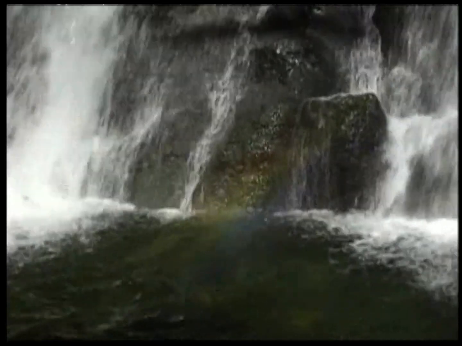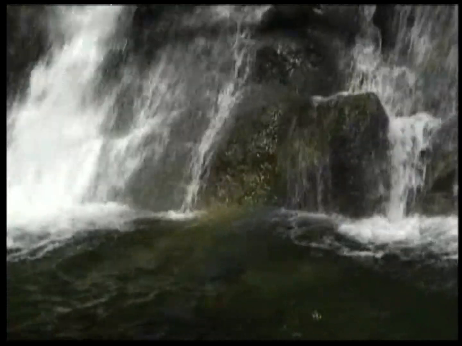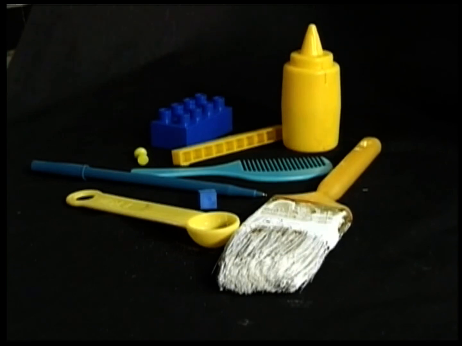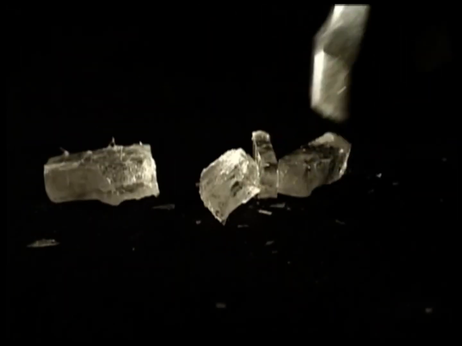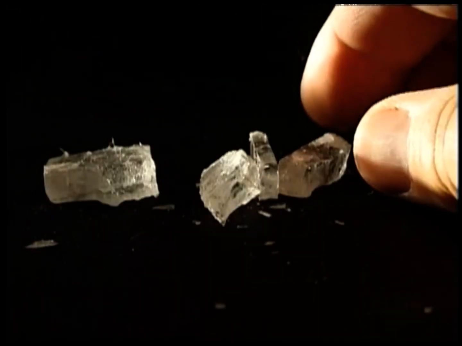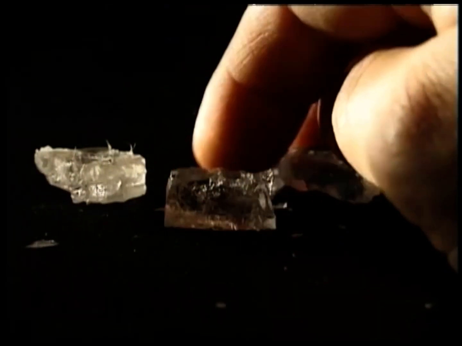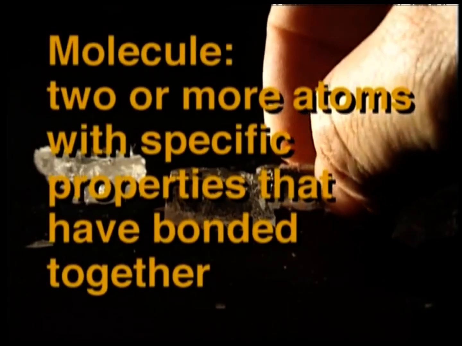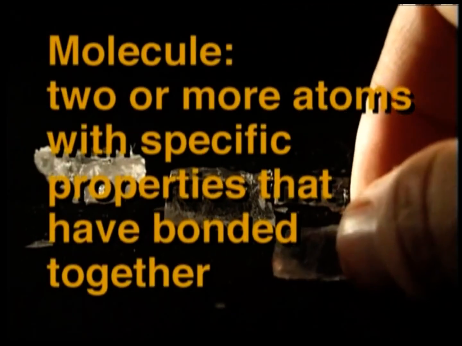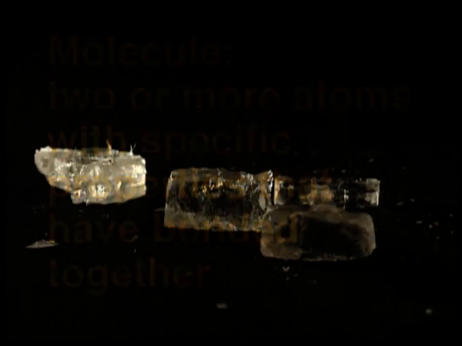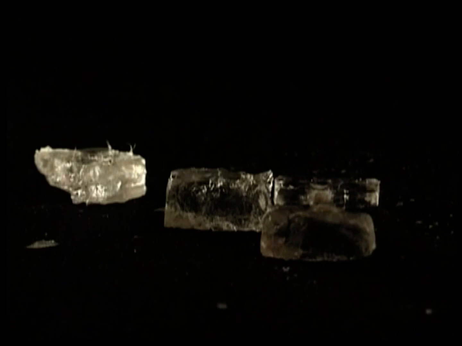While some compounds, such as water, are made of hydrogen and oxygen, others are quite complex, such as plastics, made of dozens of compounds. Compounds are made of molecules. If we were to break down this piece of salt into the smallest piece of matter that still had the properties of salt, we would have a molecule. A molecule is two or more atoms with specific properties that have bonded together. It is the smallest piece of a compound that still has the properties of a compound.